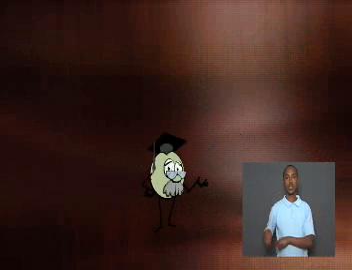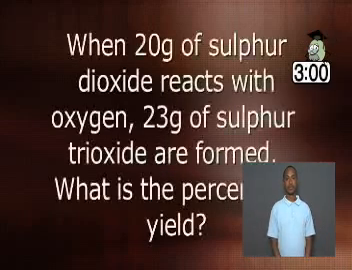Students, now that we have gone through one question together, you are all ready to try one on your own. When 20 grams of sulfur dioxide reacts with oxygen, 23 grams of sulfur trioxide are formed. What is the percentage yield? Students, let's get ready. Begin.